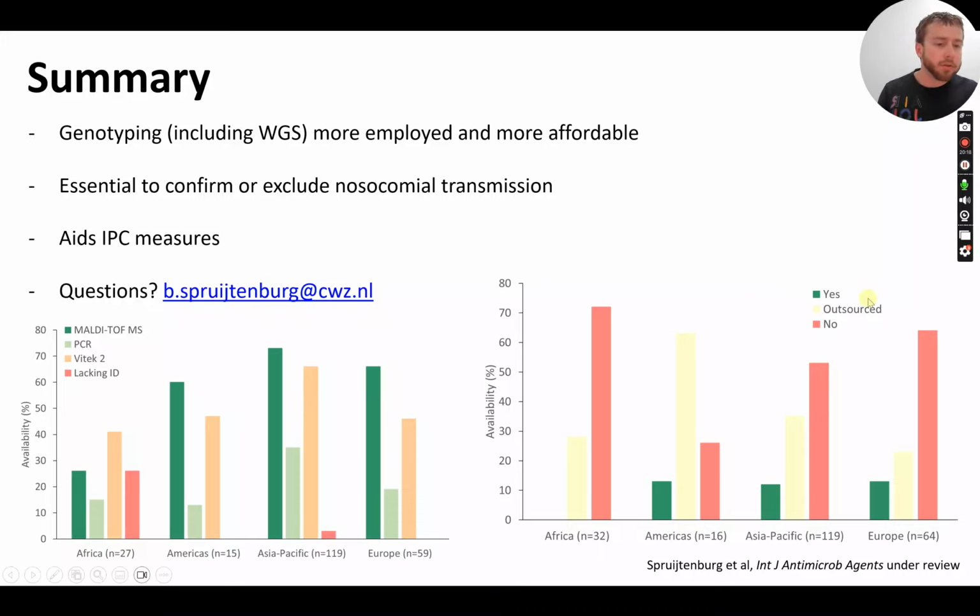But when we asked about genotyping, only very few centers could actually do genotyping on Candida auris. Some of them outsourced it, and most of them didn't. So there is a lot of room for improvement to actually increase our infection prevention and control. I hope that by now you know that genotyping is essential to confirm or exclude nosocomial transmission.